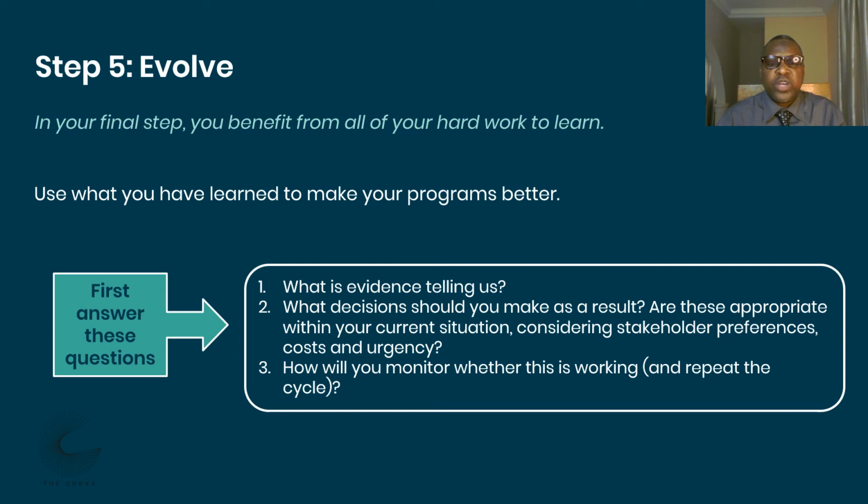You will need to ask yourself, what is the evidence telling us? What decisions should you make as a result? Are these appropriate within your current situation, considering stakeholder preferences, costs, and urgency? How will you monitor whether this is working and repeat the cycle? Here you think of your policy briefs, facts, and other information dissemination methods for you to reach out to especially the high-level stakeholders.